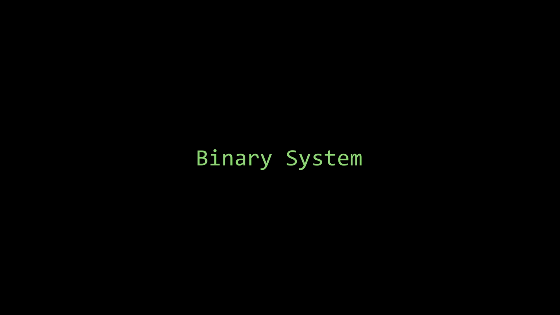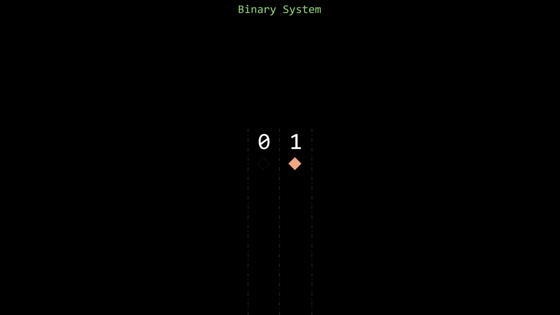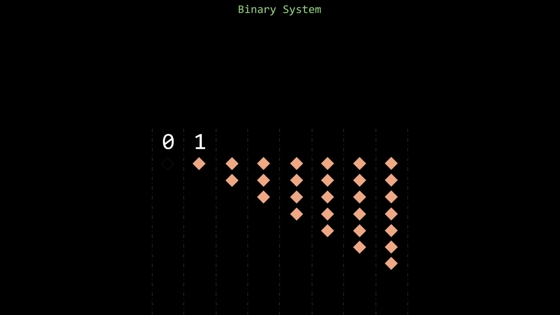The binary system works in exactly the same way, except that it has only 2 possible symbols, 0 and 1. These can represent either no quantity at all or a single unit. Because of this, as soon as we need to represent the quantity 2, we must start combining binary symbols. Instead of talking about decimal digits, in the binary world we talk about bits. With 2 bits, we can represent 4 possible values. When that is not enough, we use 3 bits, which allow us to represent 8 different values, and so on.